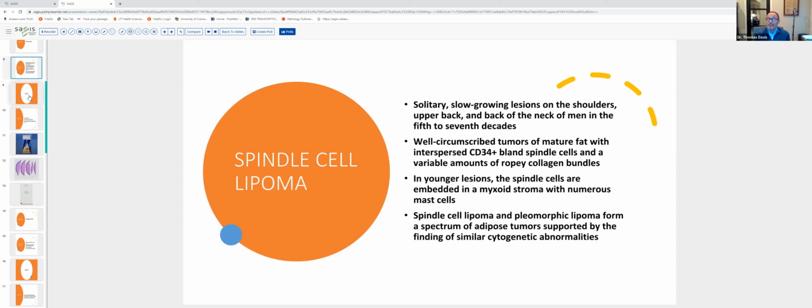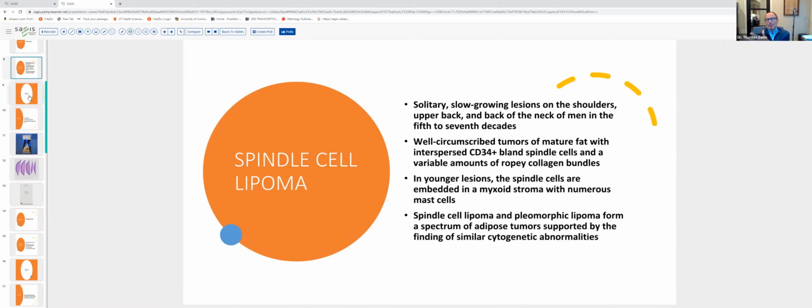And basically, if you take a spindle cell lipoma and sprinkle in the pleomorphic floret giant cells with overlapping hyperchromatic and pleomorphic nuclei devoid of mitotic figures, you have a pleomorphic lipoma. So they do indeed run along a spectrum. Now, one other point before we move on to case 2 that I'd like to make.